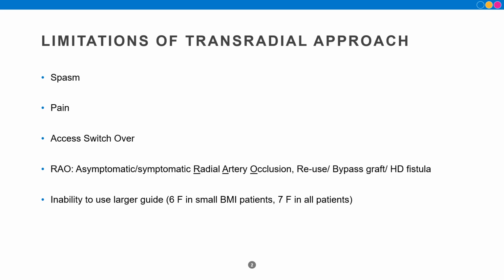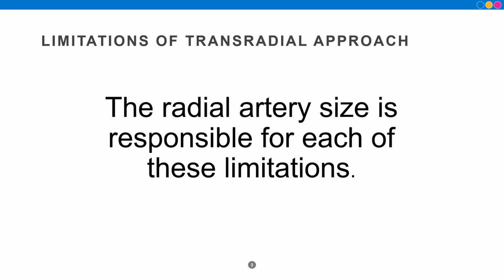Inability to use a larger catheter, particularly a 7 French guide catheter in almost all patients, but also a 6 French guide catheter in many small BMI female patients, remains a major limitation of the radial approach. If you think about all these limitations of transradial approach, they stem from the small size of the radial artery.